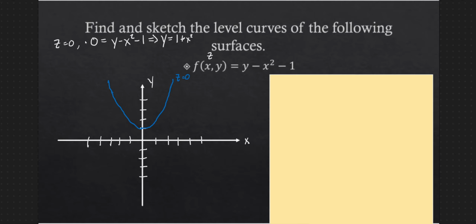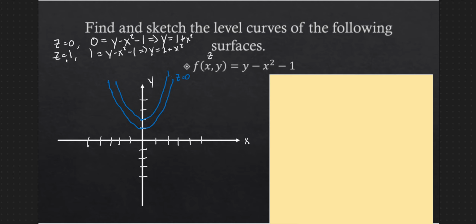Let's do another one. Let's do, say, z equal to 1. What do we get here? I'll start with 1 equals y minus x squared minus 1. Add that x squared over, add the 1. I get y equals 2 plus x squared. That's going to shift my parabola up another 1. I'll label this with z equal to 1, not 2. z equal to 1 right here. So that's a height of 1.